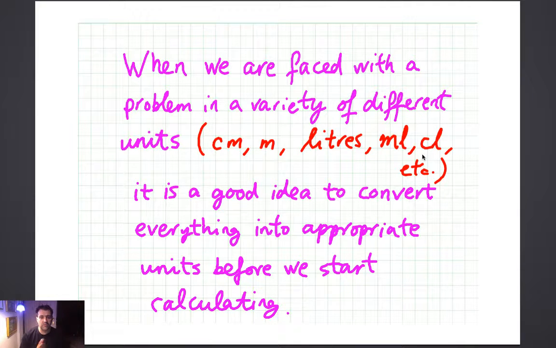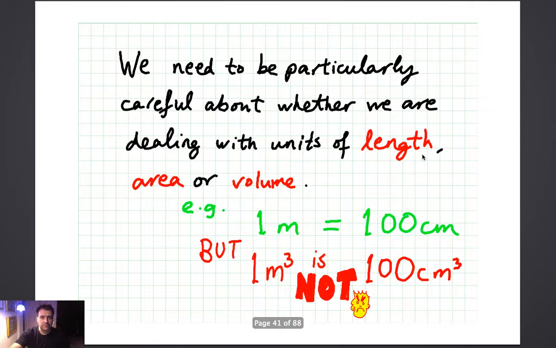So whatever you want your final answer to be in, I recommend that you convert the units first before you do any calculating, into the ones you want the answer in, and then figure it out, rather than try and work out the answer and convert the units at the end. And then we need to be particularly careful about whether we are dealing with units of length, area or volume. For example, as I said earlier, a metre is 100 centimetres, but a metre cubed is not 100 centimetres cubed.